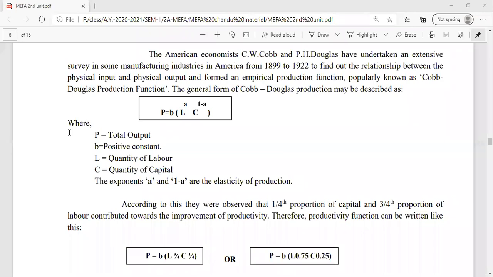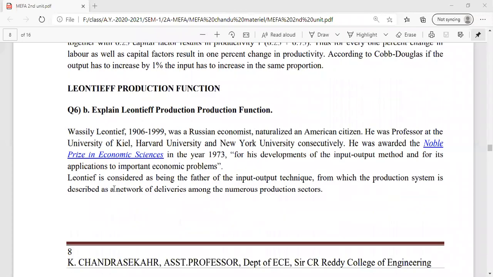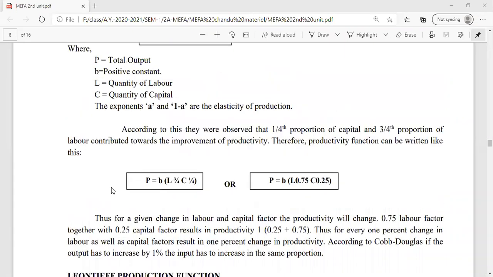Okay, and the capital by 25% to improve our productivity by 100%. Okay, so after learning these production functions, we also have to know returns to scales and returns to factors. We should know returns to scales and returns to factors.